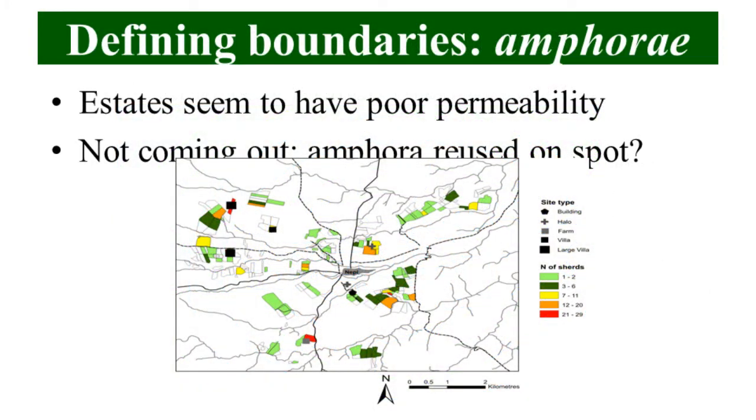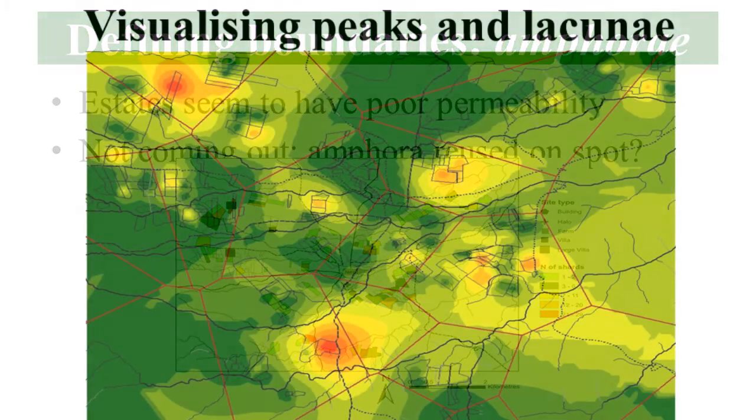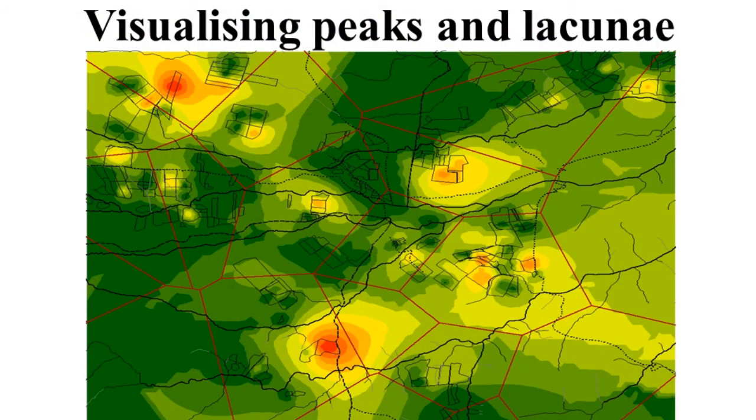Okay, and first in defining boundaries, this is urban development. We are interested in amphorae because they seem to stay in the villa site instead of spreading out from there. So they seem to have poor permeability. So we have done some experiments with interpolation in order to visualize where you have the peaks and where you have lacunae, and then look at the distribution of villas at certain periods.